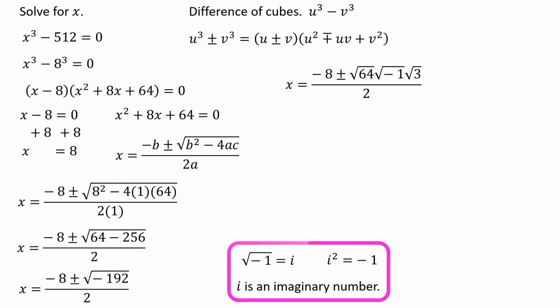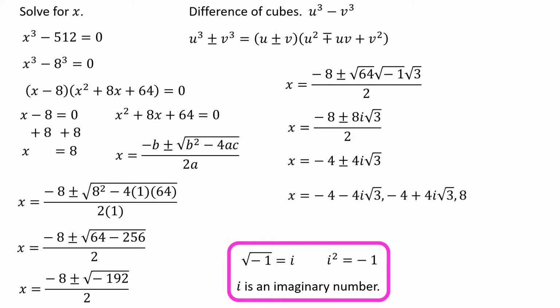So now we have the ability to simplify. Square root of 64, of course, is plain old 8. Square root of negative 1 is the imaginary number i. Square root of 3, we're stuck with that. Finally, I can divide by 2. Negative 8 divided by 2, of course, is negative 4. 8i root 3 divided by 2 leaves us with 4i root 3. And so we've got 3 answers.